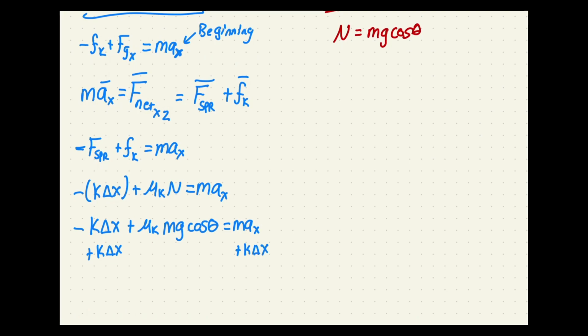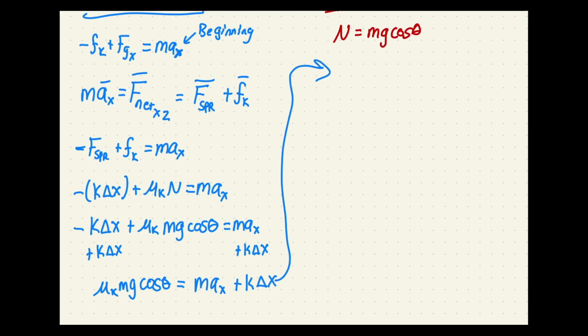and I will get that mu k times m times g times cosine of theta, the angle of incline theta, is equal to m times a sub x plus k times delta x. Then, let me just draw an arrow to bring it up to the top, if I subtract m times a sub x from both sides, what I get is mu k times m times g times cosine.